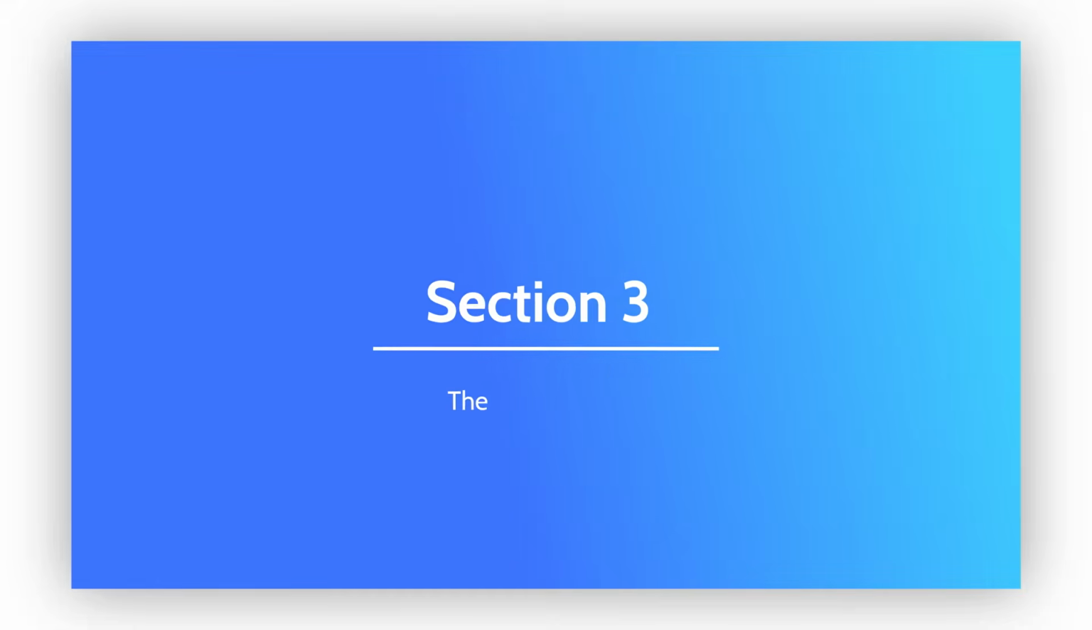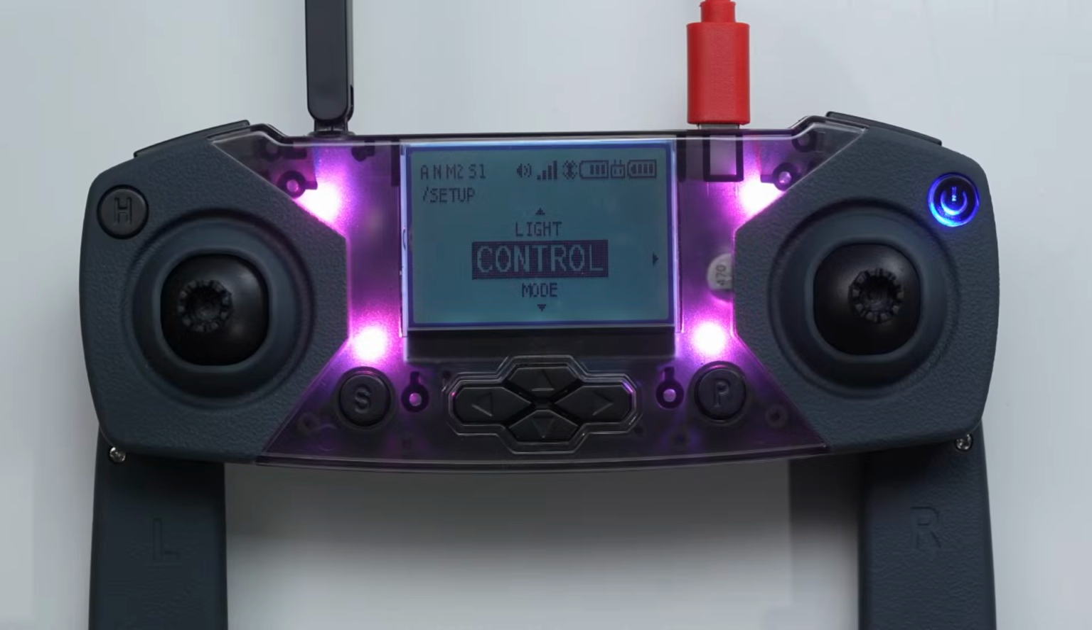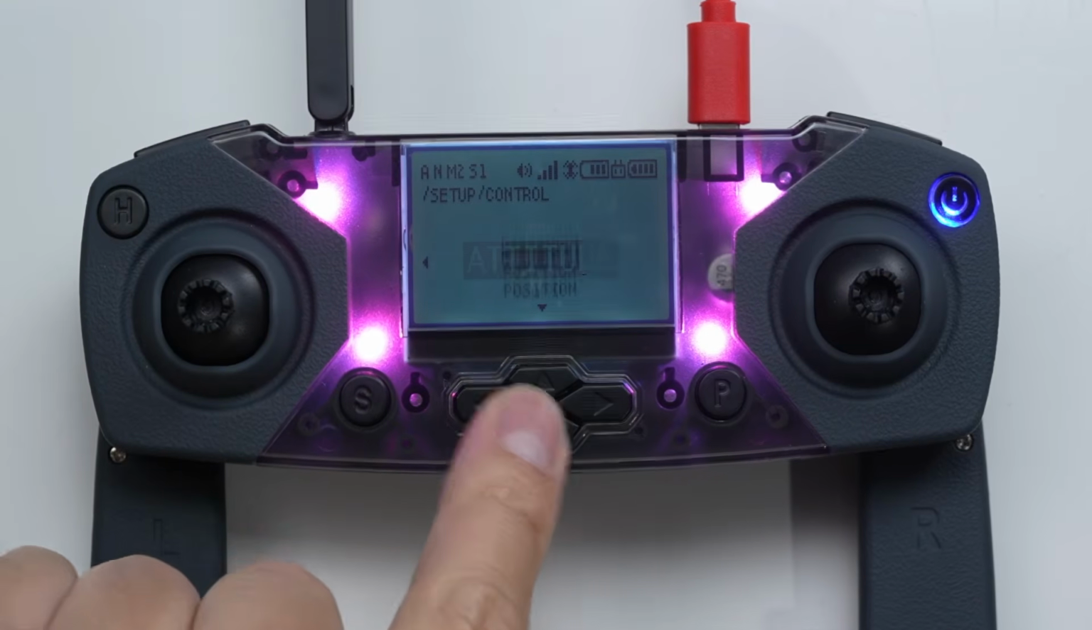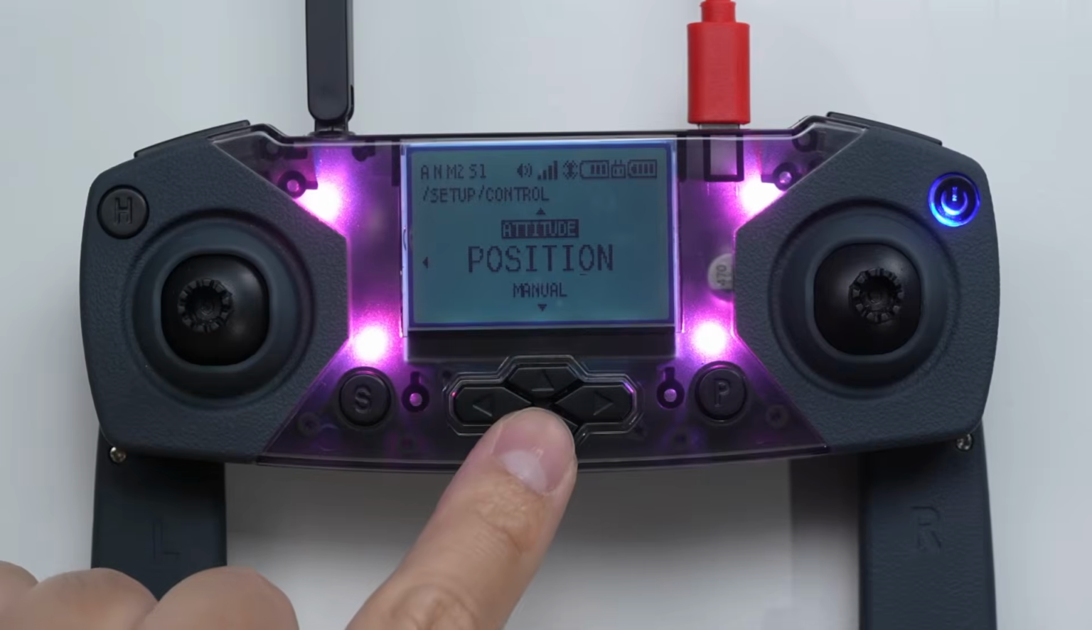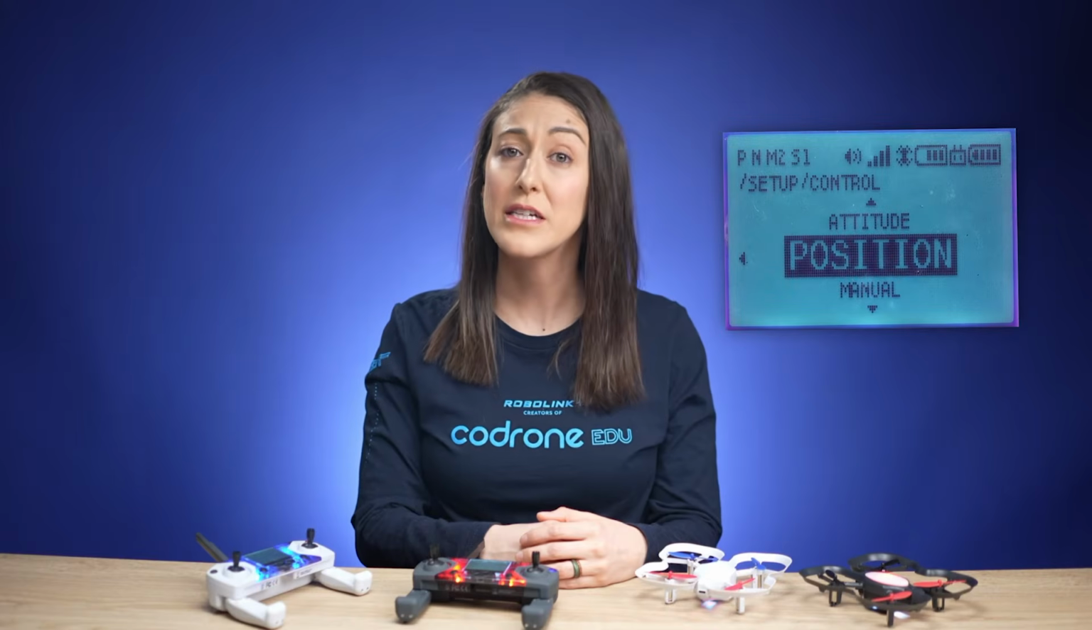The control menu. In control, you can choose between flight control modes. The options are attitude and position. You'll also see manual, however, this will do the exact same thing as attitude. Position is the default. This setting only applies to when you're piloting the drone with the controller.